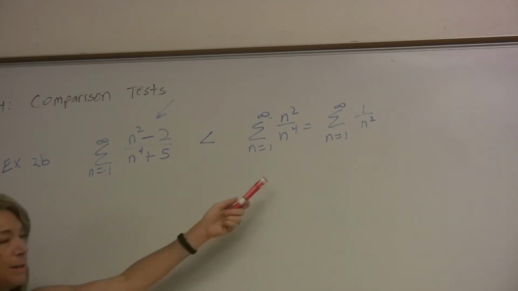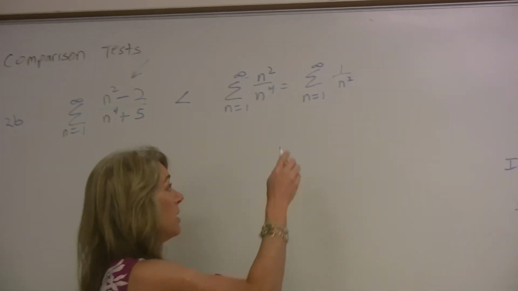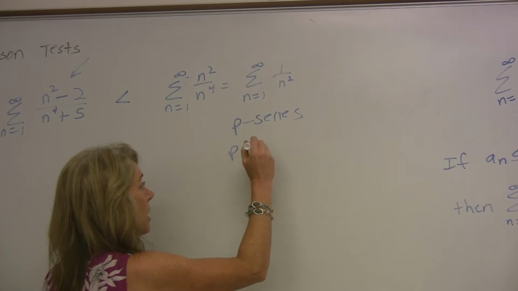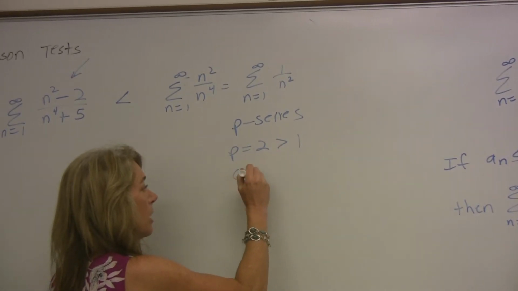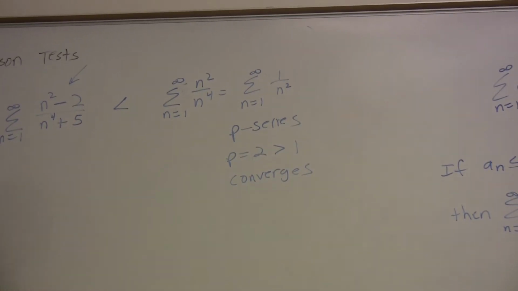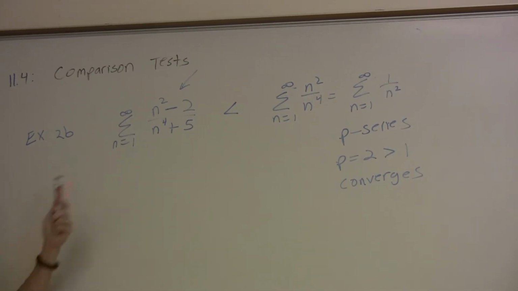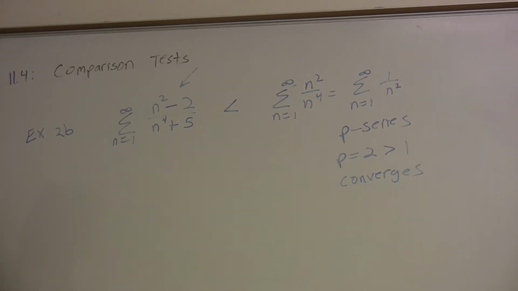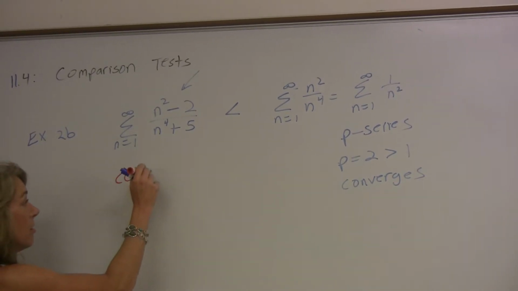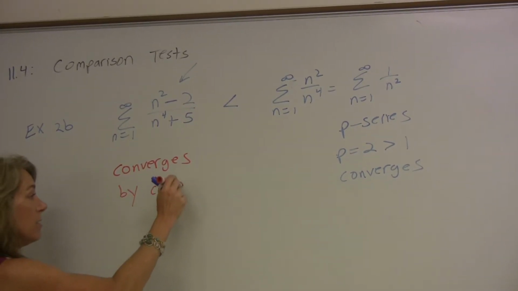What can you tell me about this series? Yeah, Evelyn? It's a p-series. It converges because the p is greater than 1. p equals 2, which is greater than 1, so it converges. That one converges. What does that tell you about ours? Ours also converges. This one converges by the comparison test.